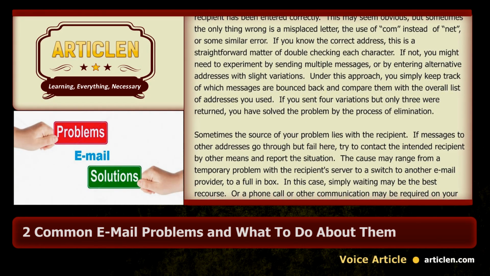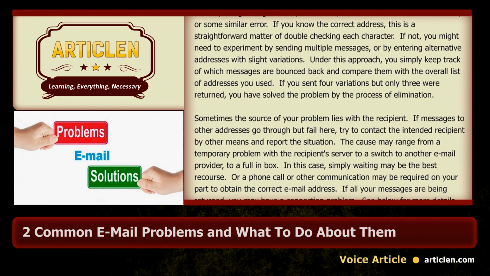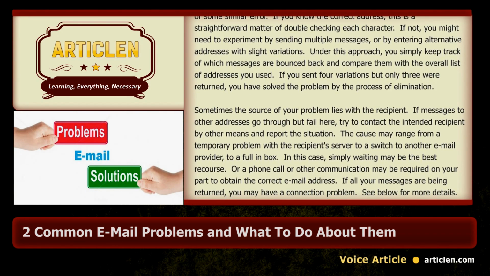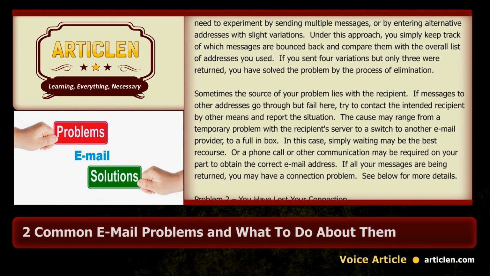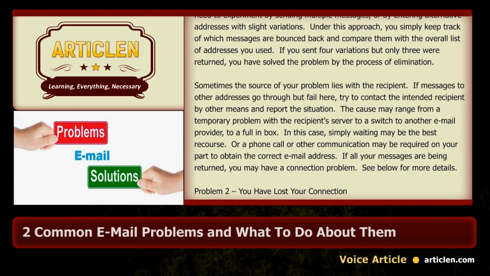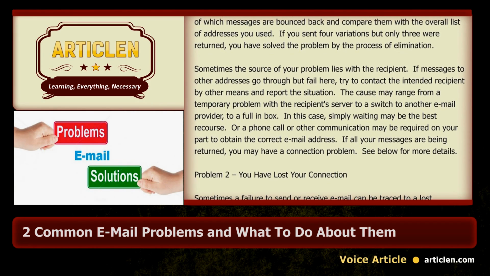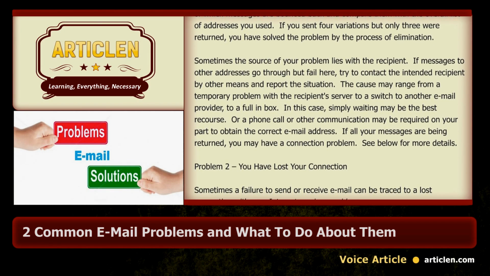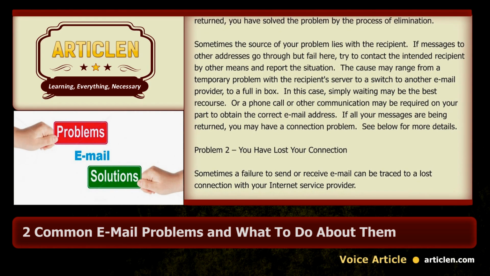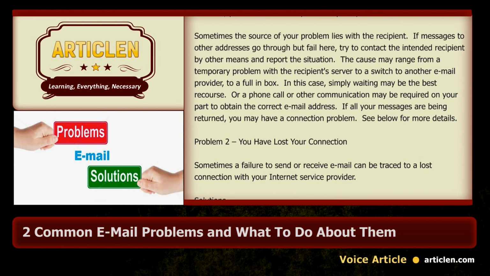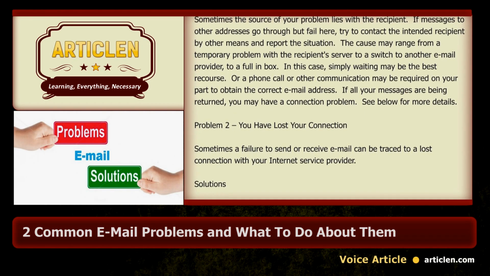Sometimes the source of your problem lies with the recipient. If messages to other addresses go through but fail here, try to contact the intended recipient by other means and report the situation. The cause may range from a temporary problem with the recipient's server to a switch to another email provider, to a full inbox. In this case, simply waiting may be the best recourse. Or a phone call or other communication may be required on your part to obtain the correct email address. If all your messages are being returned, you may have a connection problem. See below for more details.